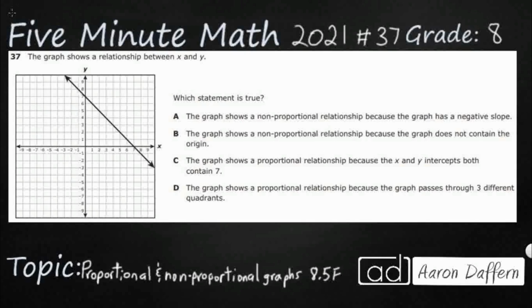Today we are looking at the 8th grade concept of proportional and non-proportional graphs. This is standard 8.5F in the great state of Texas, and we are using item number 37 of the 2021 released STAAR test. If you have not done so already, please go ahead and take a moment to pause the video, work this problem out on your own, unpause it, and we will look at our answers together.